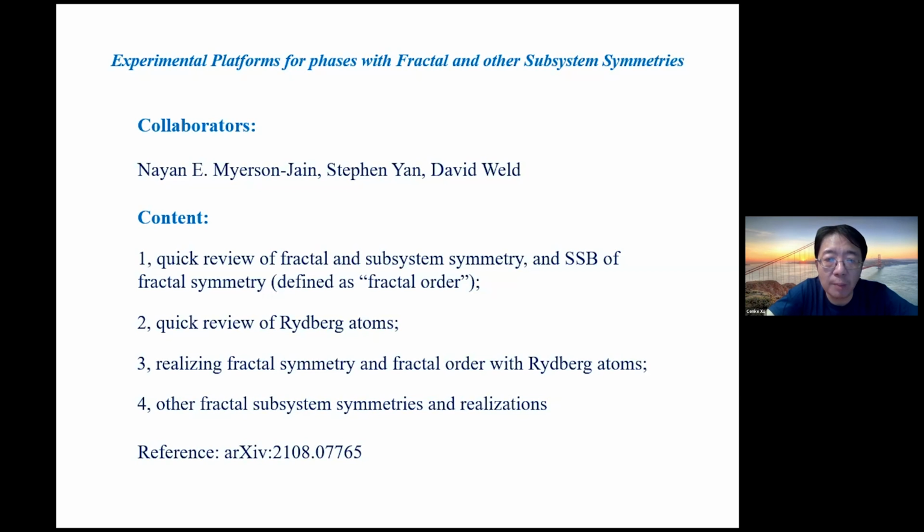Then I will give a quick review about the experimental platform. It's called Rydberg atoms. Rydberg atoms are a new emerging field in atomic physics. They are being used to simulate many strongly correlated condensed matter systems as well. In this talk, I will try to propose how to use the Rydberg atom to realize systems with fractal orders. I will talk about how to realize fractal symmetry in a fractal order, and also some other subsystem symmetries and their realizations as well. So this is the reference.